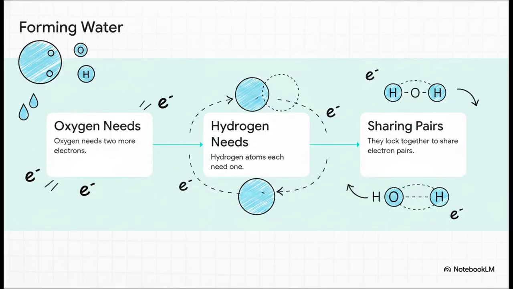Let's walk through the steps with a real-world example, forming a water molecule. Highlighting step 1 here, oxygen needs 2 more electrons to be stable. Moving to step 2, the hydrogen atoms each need 1. Now watch what happens in step 3.